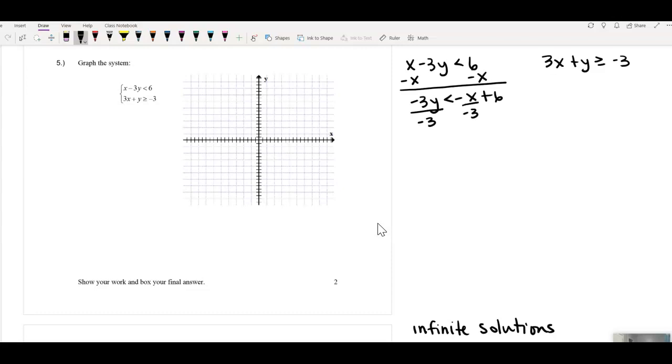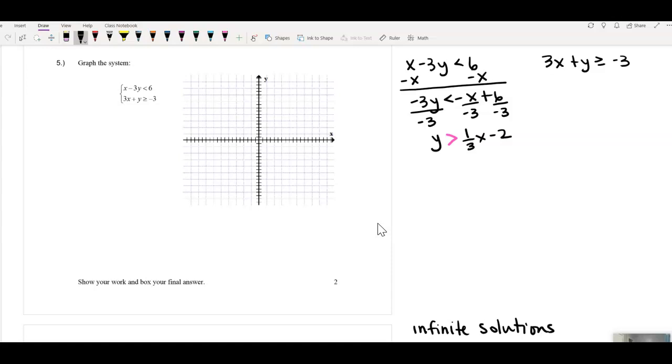What happens when I divide by a negative? We have to flip the sign. Yep, the inequality sign. Thank you. So I'm going to flip that the other way. All right, so it's going the other direction, and then that's going to give me 1/3 x minus 2, right? Because I have a negative divided by a negative there. So it's going to make that one positive.